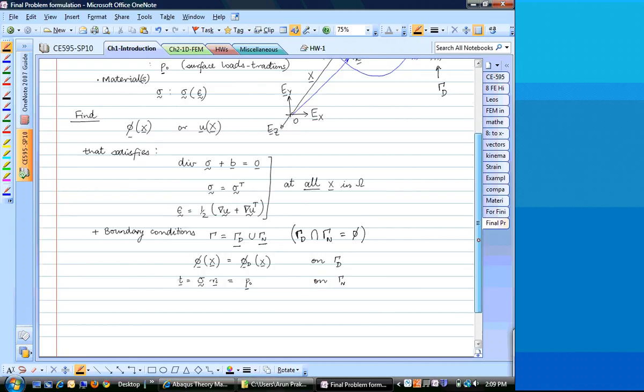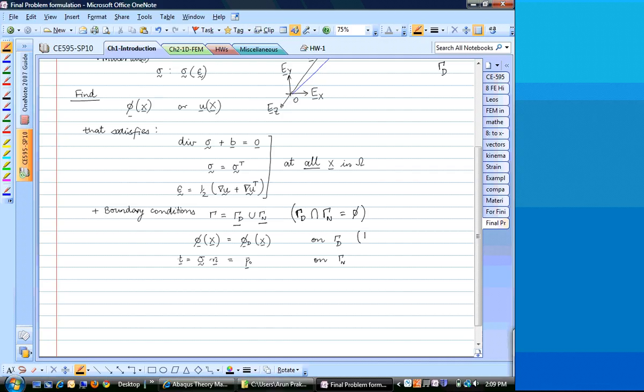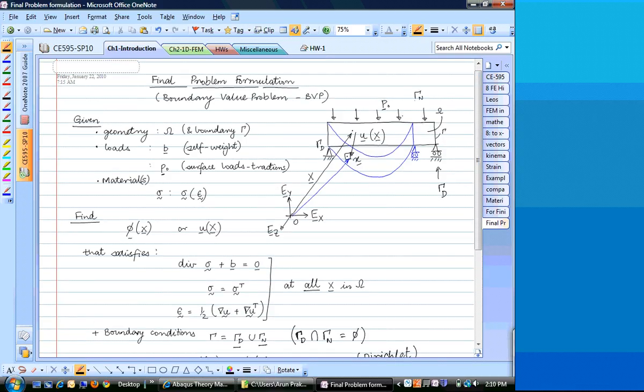Now another bit of terminology here, gamma d is called the Dirichlet boundary. Have you heard that word before? No? Anyway, this is just a naming thing. If you read it in your Hughes book or the Reddy book, you can relate that the Dirichlet boundary is nothing but the displacement boundary, and this is similarly called the Neumann boundary, meaning where external surface tractions are specified.